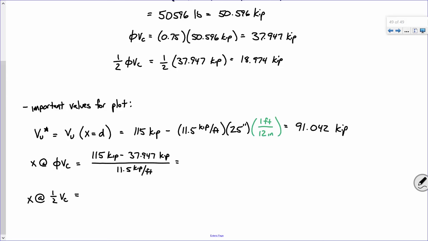All right, and what do we get? The shear in question. My shear is that. What I'm trying to figure out is where on the shear diagram does this value occur? 6.7, and there you go. That's what I was asking. If you take these numbers and plug them into the calculator, you're going to get 6.7, but the units are feet. So I'm going to multiply that by 12 and say 80.4 inches.